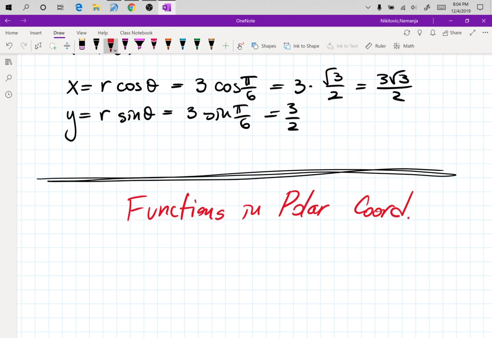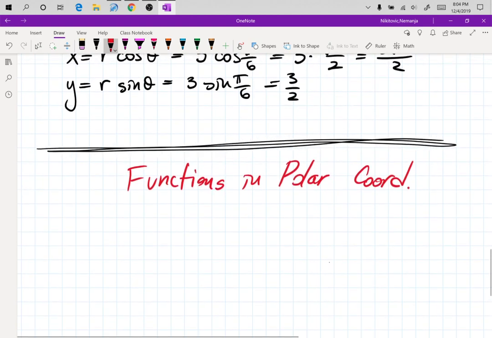Now, guys, this is still part 1 because we are not doing calculus yet. Once I start talking about derivatives and integrals, then we are switching to 12.3, which is calculus. So, functions in polar coordinates.